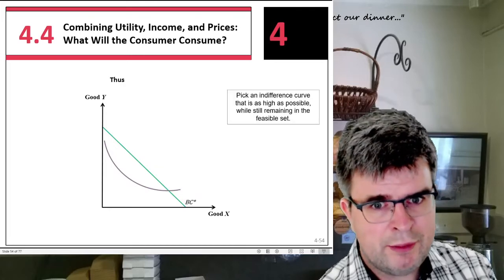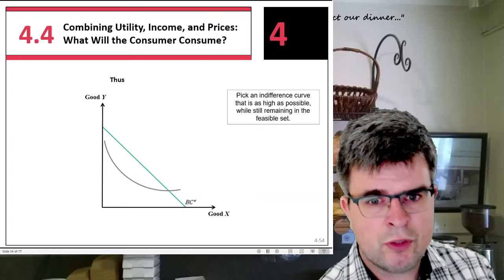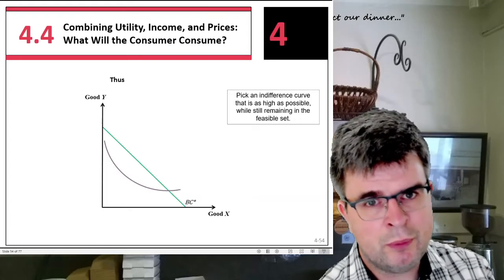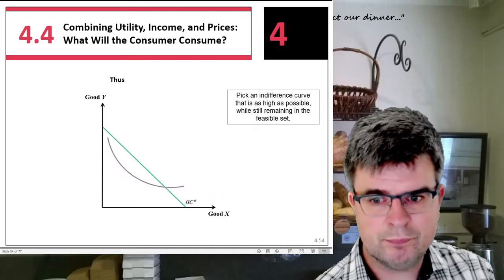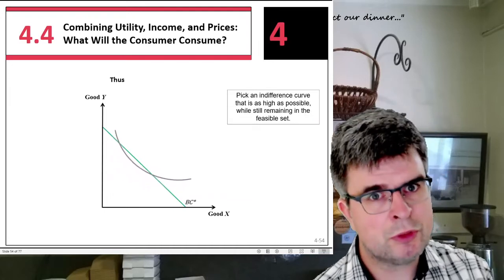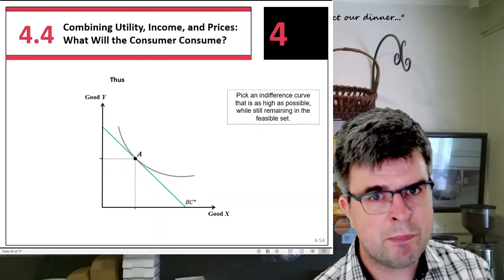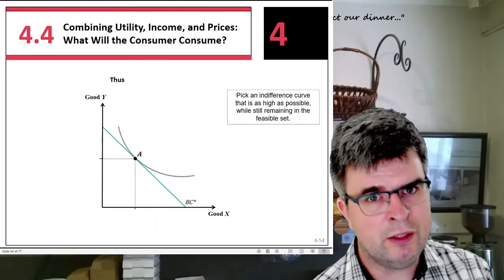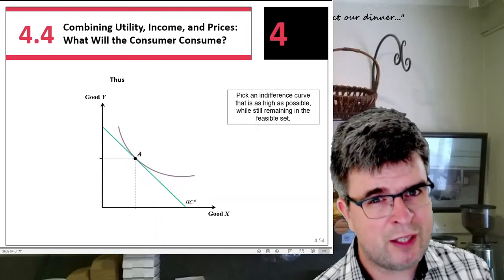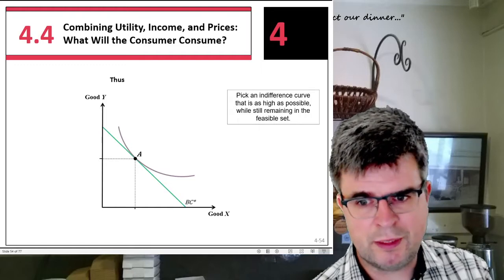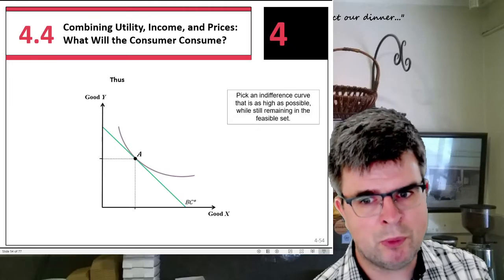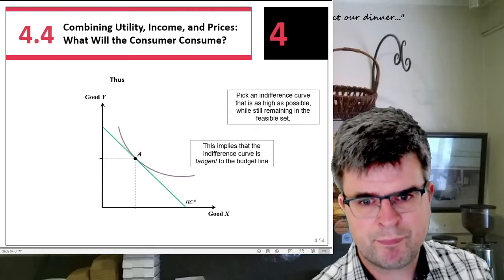So to summarize, you pick an indifference curve that's as high as possible while still remaining within the feasible set. So you go upwards, upwards, upwards until you hit the point where the indifference curve becomes just tangent to your budget constraint. And you found the optimal consumption bundle A.